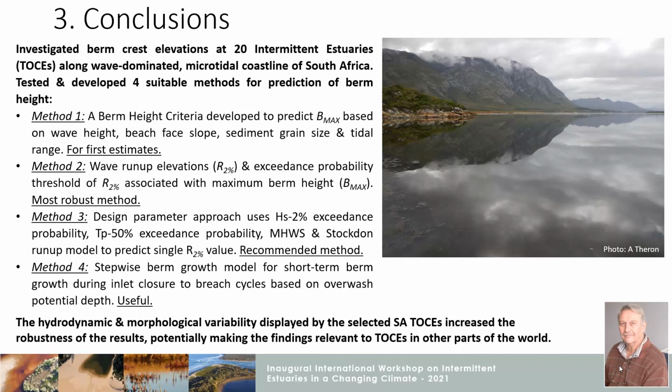The fourth method is a stepwise berm growth model for short-term berm growth during inlet closure to breach cycles. It's based on the overwash potential. It's useful to look in more detail at this berm growth, but it's also a bit more onerous to use.